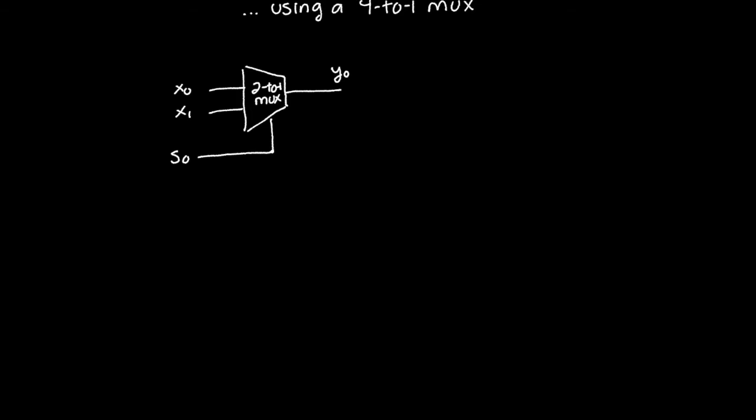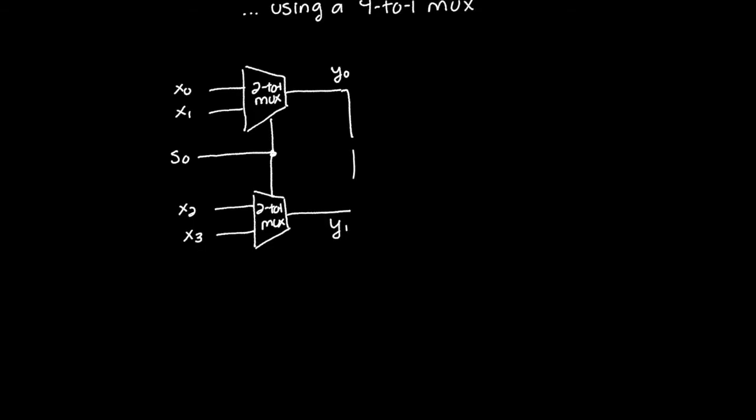Now what I'm going to do is add another 2-to-1 MUX. And it too is going to have two inputs, which I'm going to call x2 and x3. It is going to have the same selector signal S0. And this output I'm going to call y1.